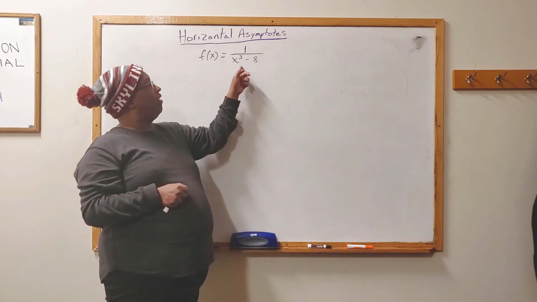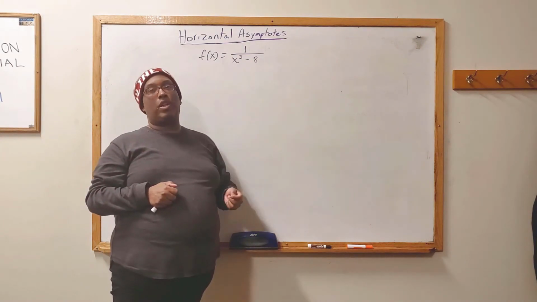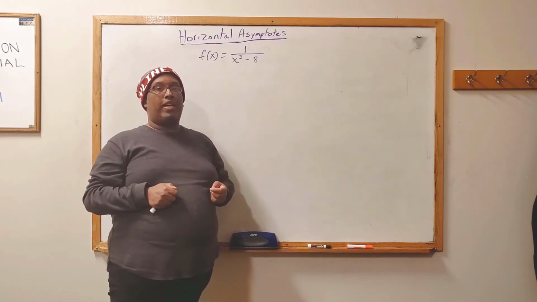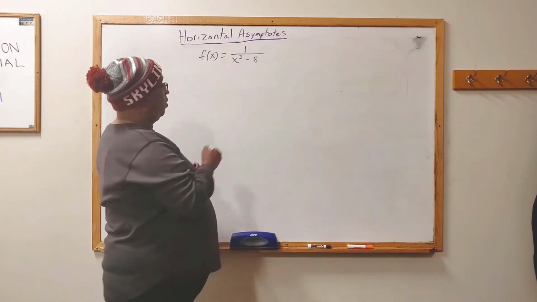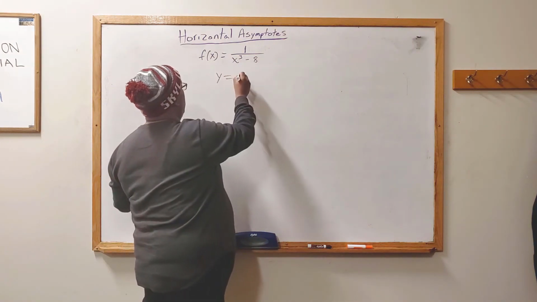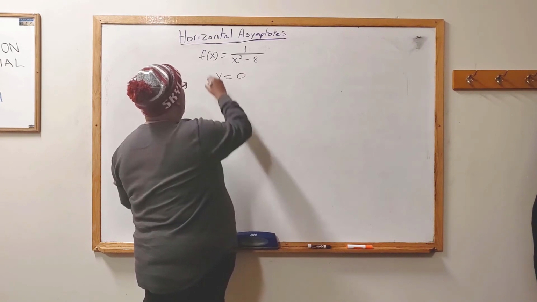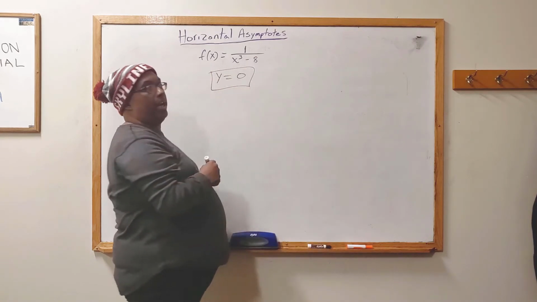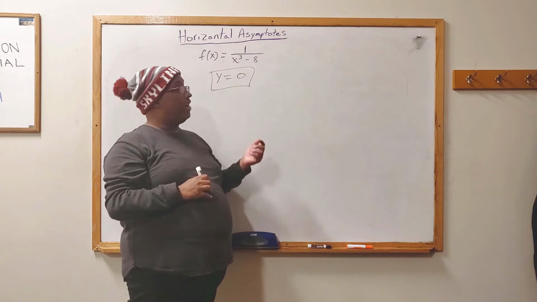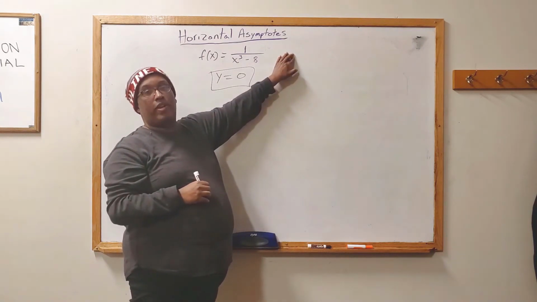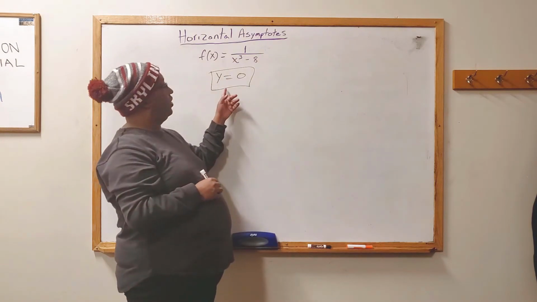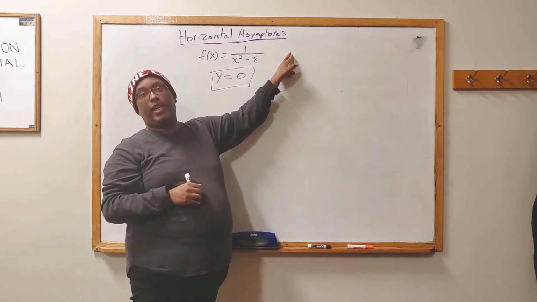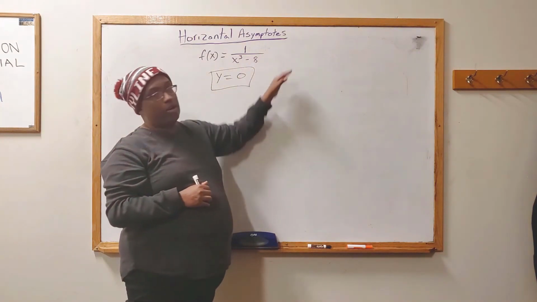When the degree of the bottom is bigger than the degree of the top, the horizontal asymptote defaults down to 0. Y equals 0. So we get y equals 0, and box it, and that's the answer. Now, if we had a constant term over here, that would give us a vertical shift, and that would change this by whatever constant we had at the end. But in this problem, we don't have a constant.